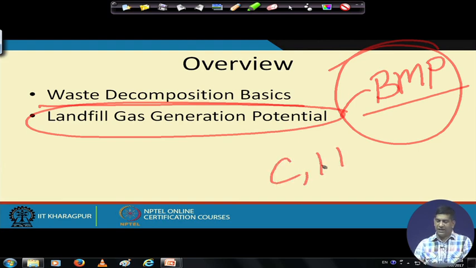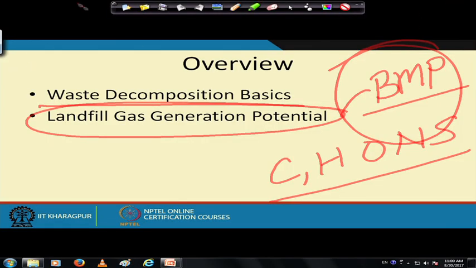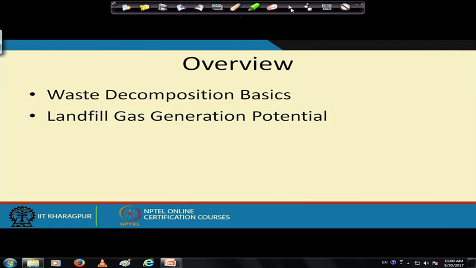Then if you have a CHONS analyzer, you can get the carbon, hydrogen, oxygen, nitrogen and sulfur of the biodegradable fraction, the BVS fraction. Remember that we talked about the BVS fraction, biological volatile solids. If you know the formula for that BVS fraction, you can use an equation to predict how much gas will be produced. That gives the total amount of gas that you will see. Those are the things we'll talk about in this particular lecture.